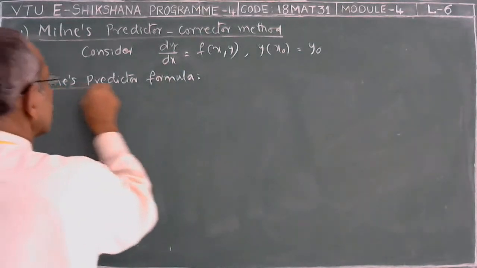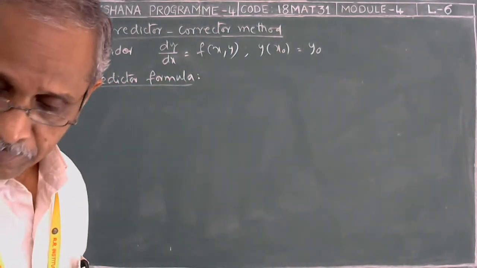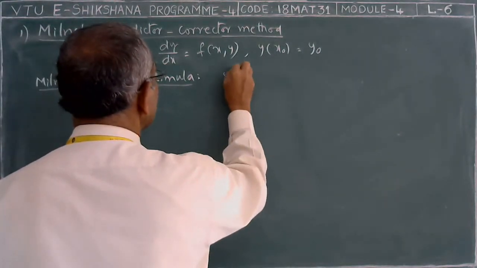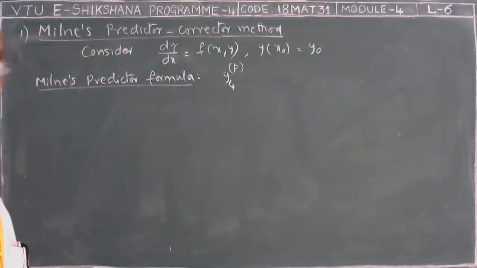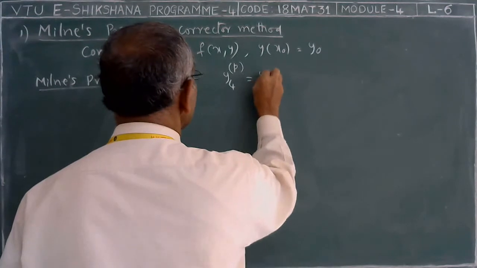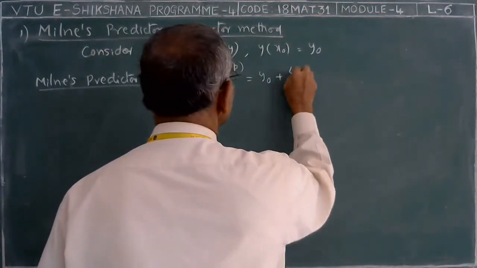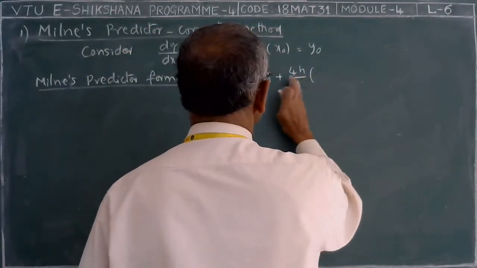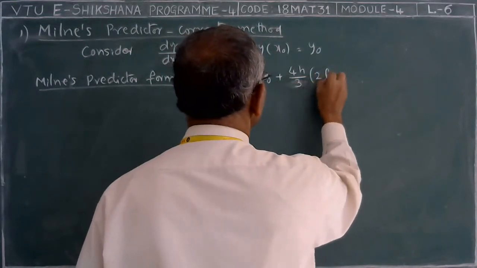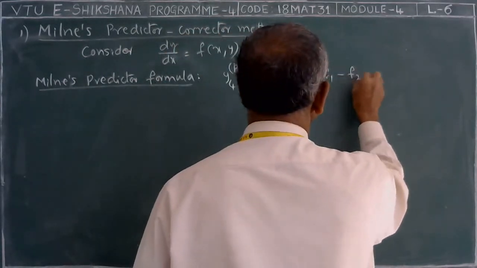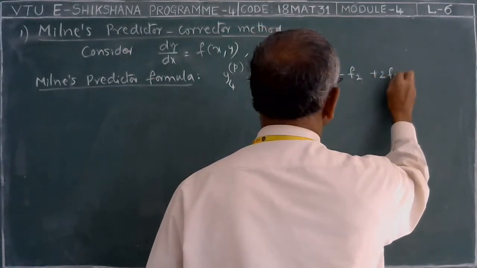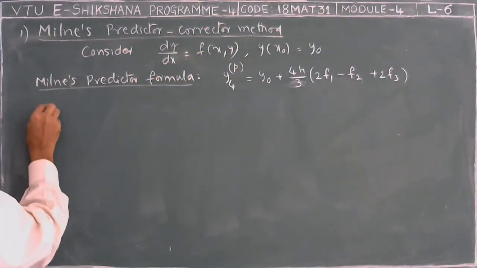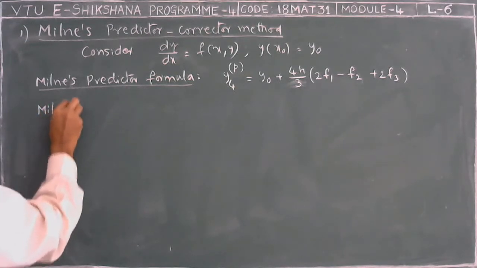Milne's predictor formula is given by y4P. So P stands for prediction. y4P is equal to y0 plus 4 into h divided by 3 into 2 into f1 minus f2 plus 2 into f3. Okay. So after predicting the value, we refine or correct it using Milne's corrector formula.